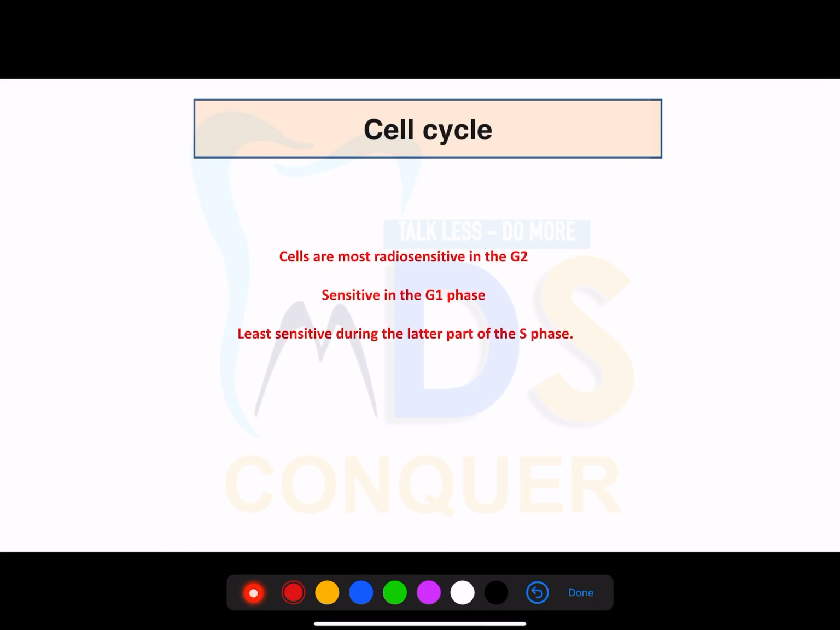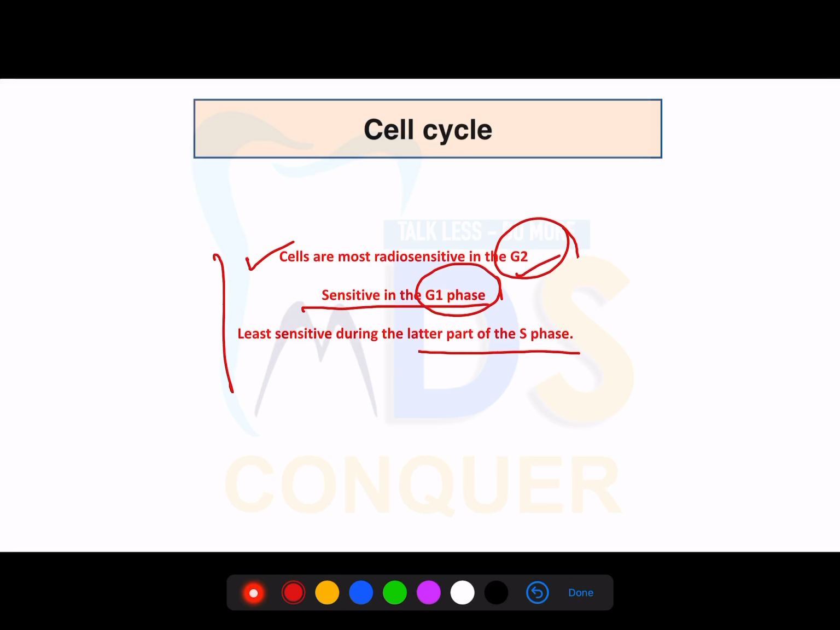Coming to the cell cycle, they can ask you which is the most radiosensitive phase or which is the least radiosensitive phase. Cells are most radiosensitive in the G2 phase, okay, whereas they are sensitive in the G1 phase. And the least sensitive cells are in the later part of the S phase. Okay, remember these 3 points: most sensitive in the G2 phase, sensitive in the G1 phase and least sensitive in the later part of the S phase.